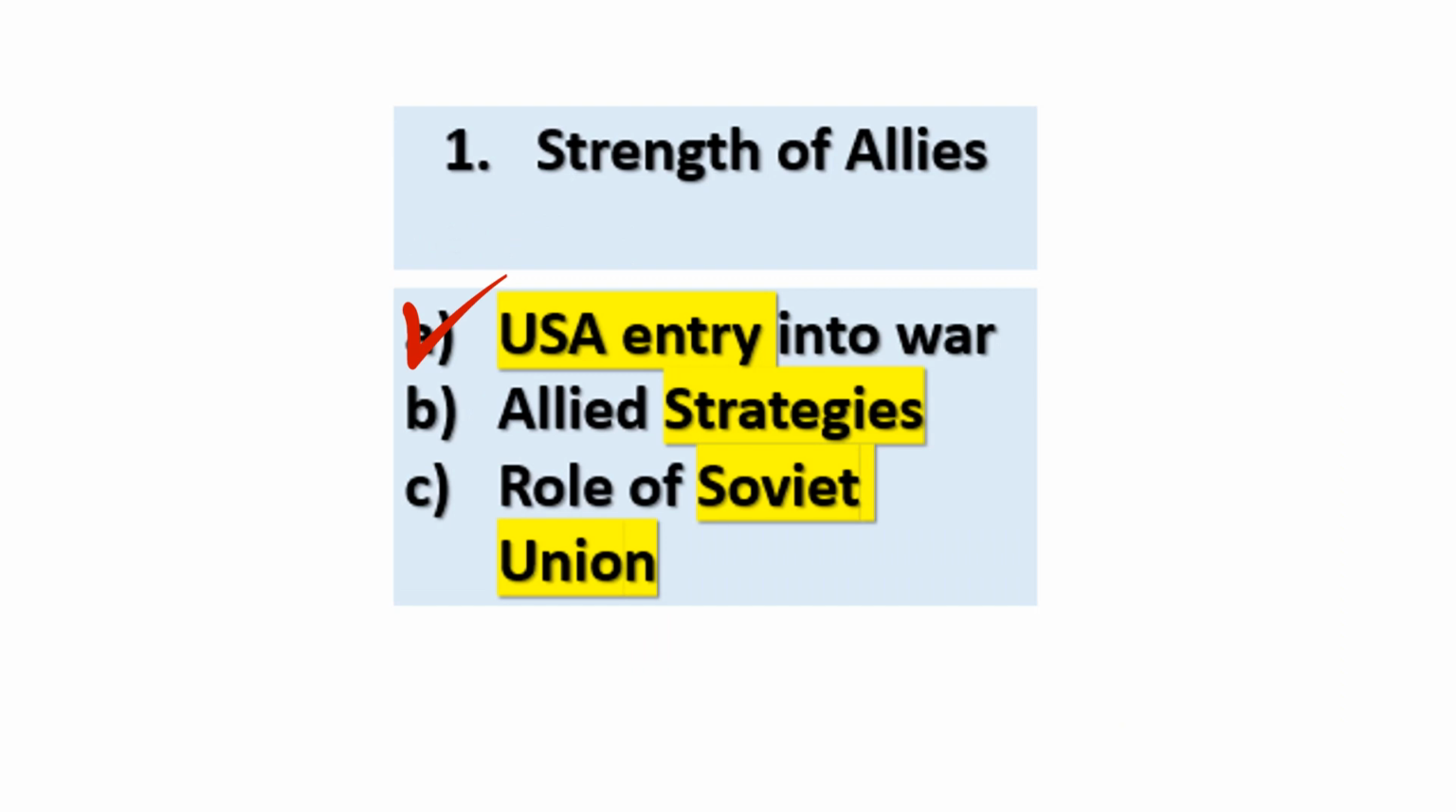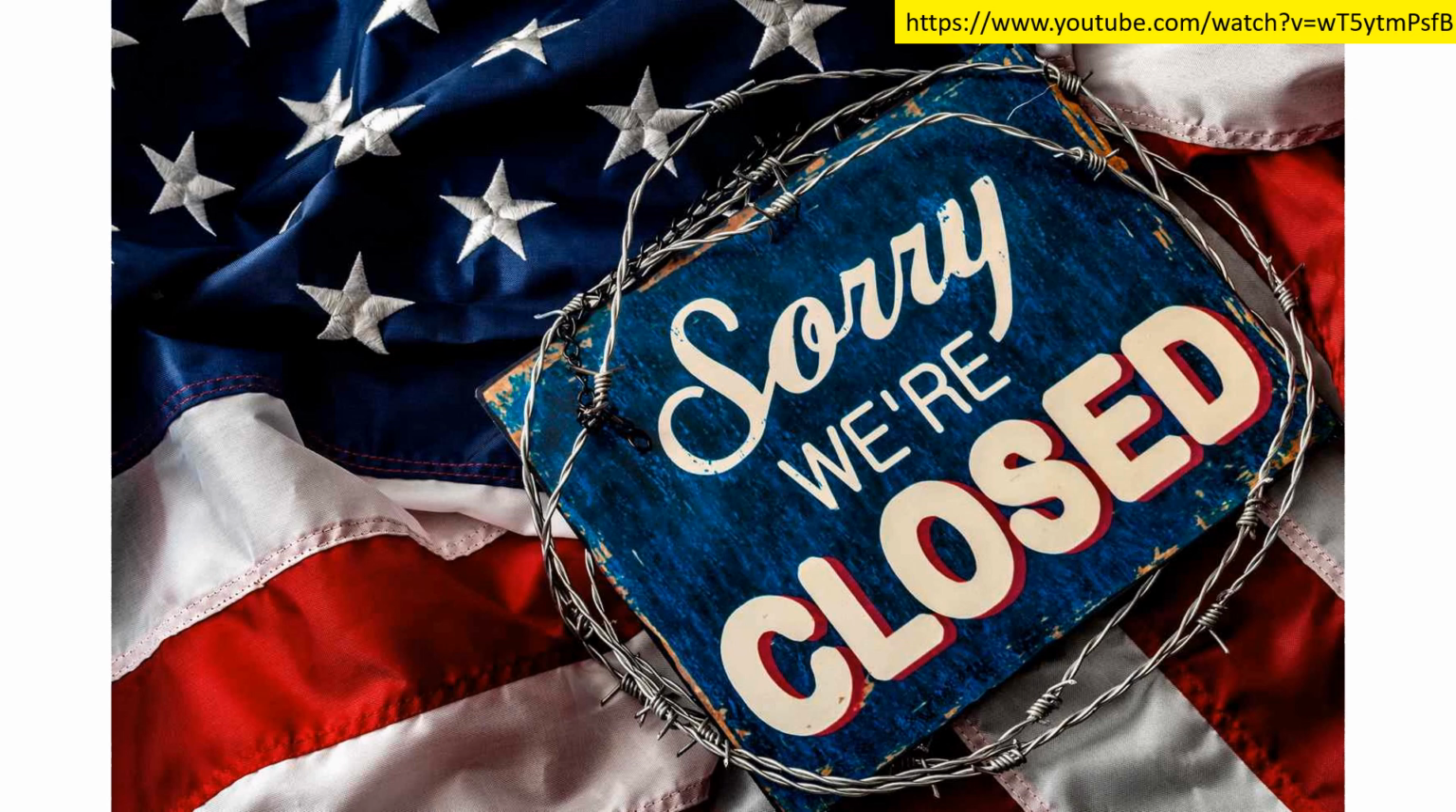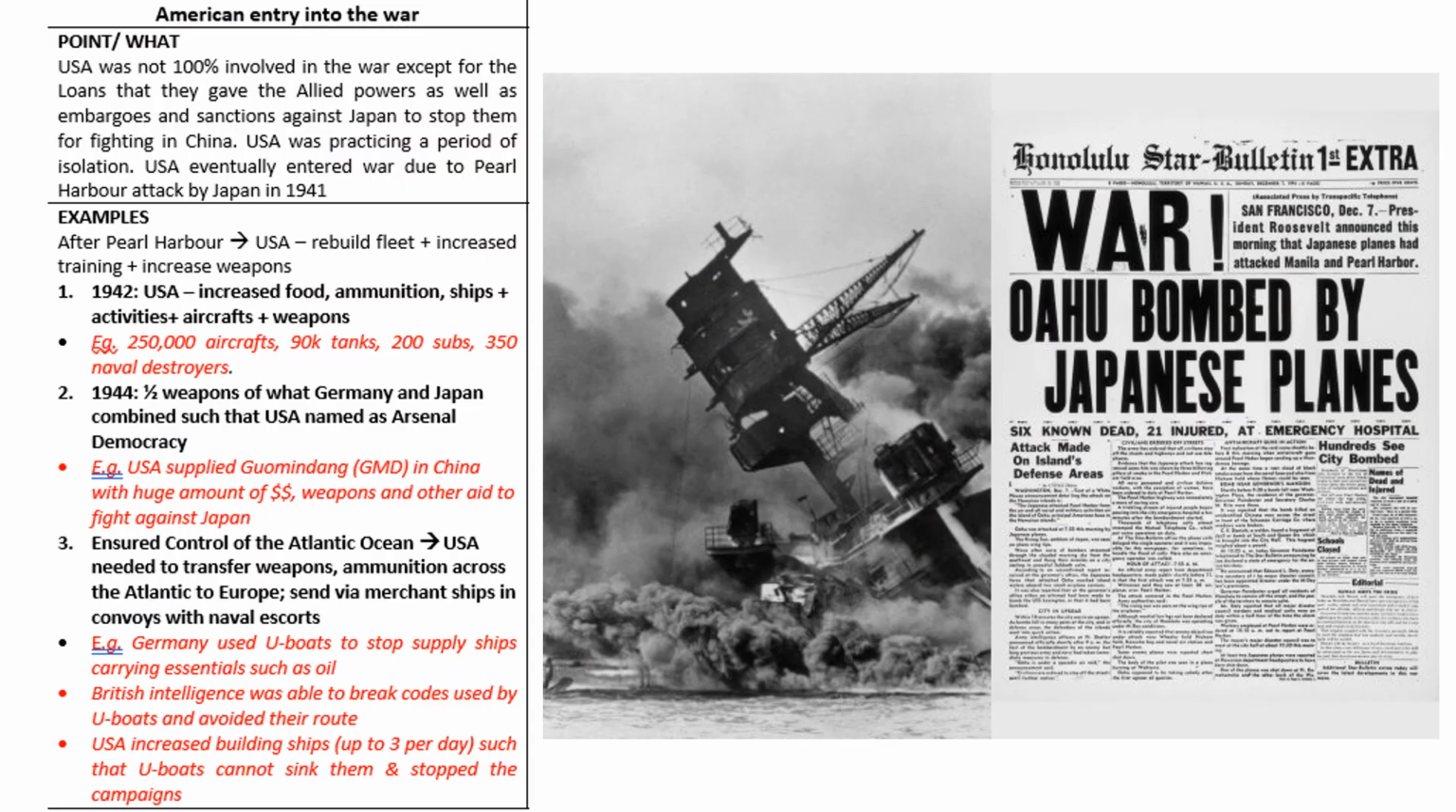So now we are looking at the first reason under strength of the Allies. We are looking at USA's entry into the war. And we obviously know that USA was practicing a period of isolation. So when and how did USA enter World War II? USA entered the war during the time where it was really of great importance.